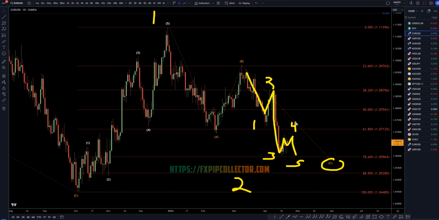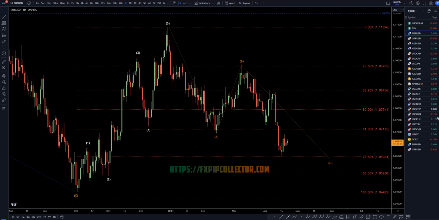Now, I'm definitely primarily looking for shorts, and if it doesn't respect this fib level on the next push down and just keeps on going down, I'm going to be short anyway. So if I'm wrong about this being a wave 2, it definitely isn't going to affect me in any negative way.